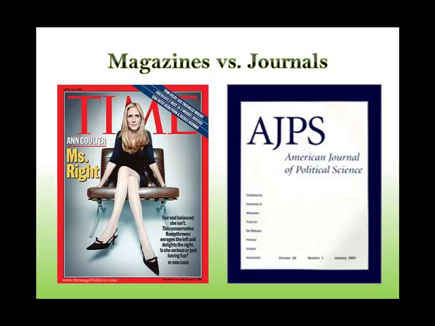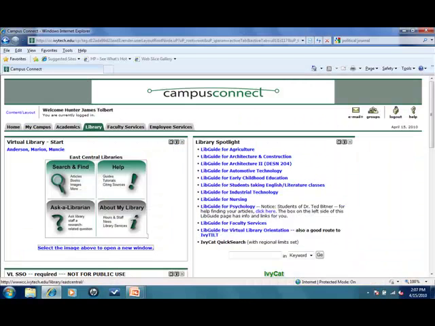So the concept is that an article you would find in a scholarly journal would be better on the given subject than an article on the same subject in a popular magazine, which is why your professors will be asking you to find articles from scholarly journals. So to do that, we are going to show you the EBSCO database right now.